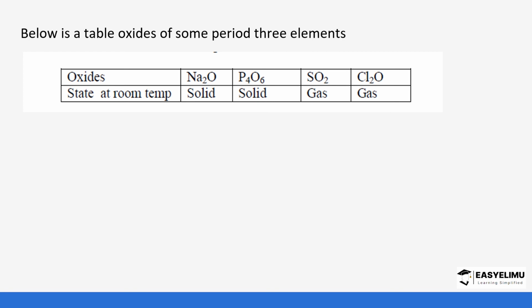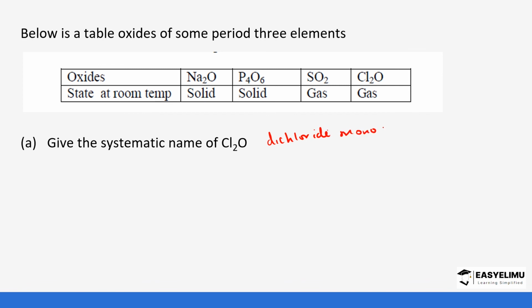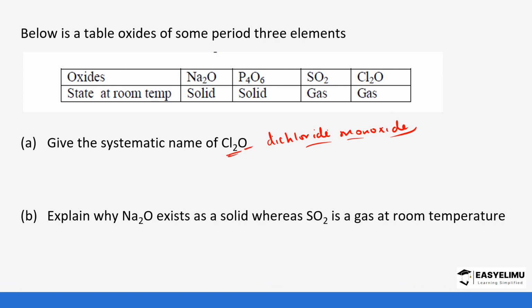Next, below is a table of oxides of period 3 elements. Give the systematic name of that. So this we call dichloride monoxide. So you see we have 2 chlorine atoms and 1 oxide ion atom.